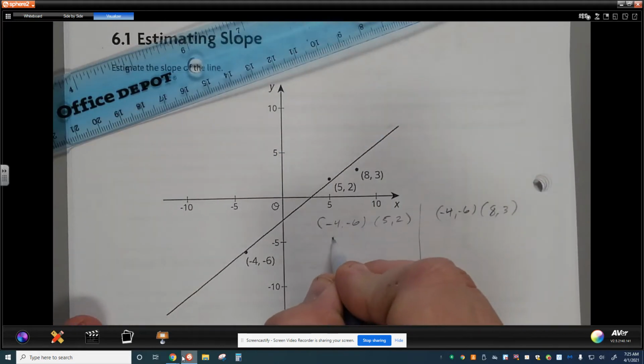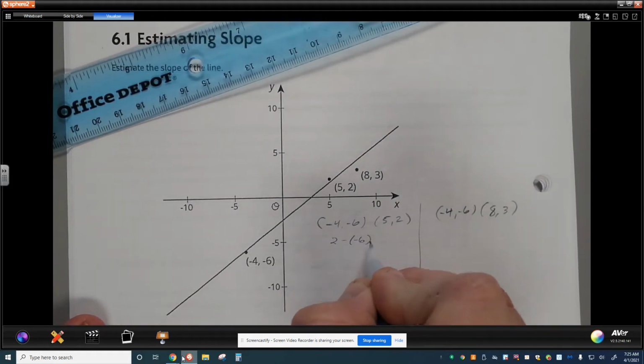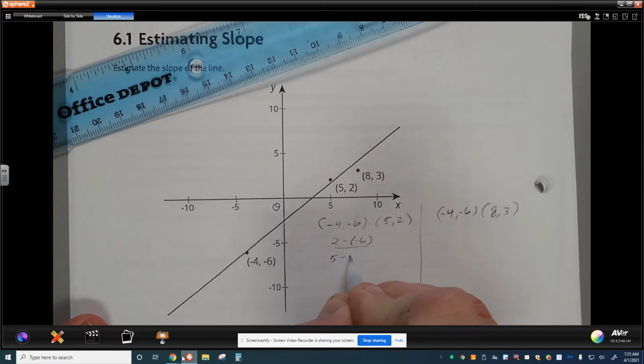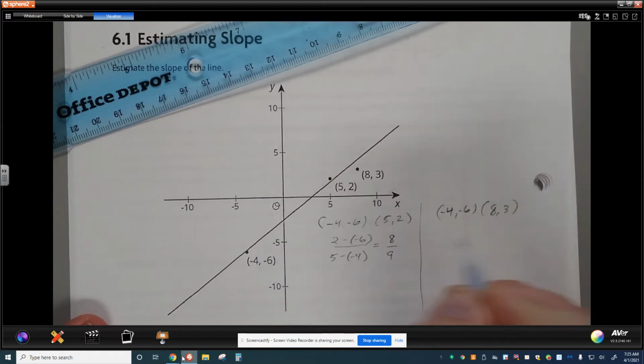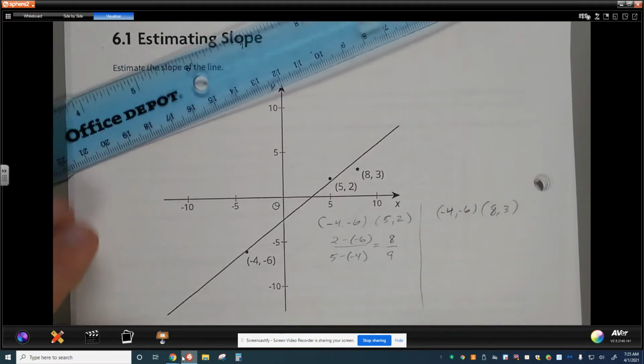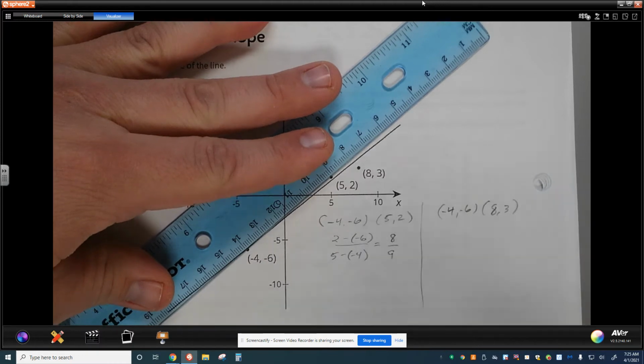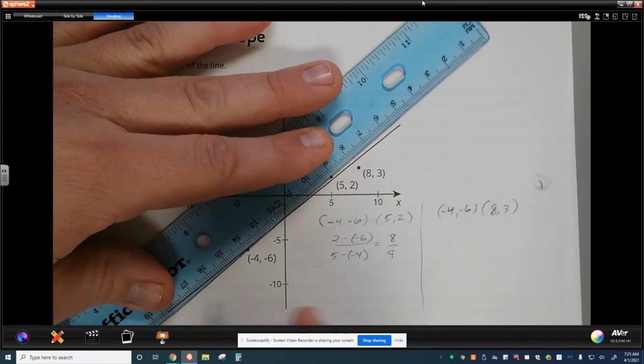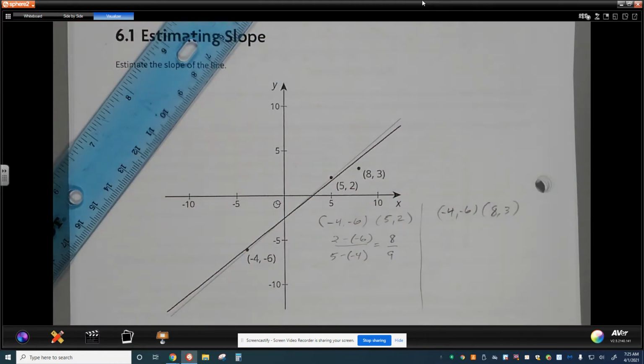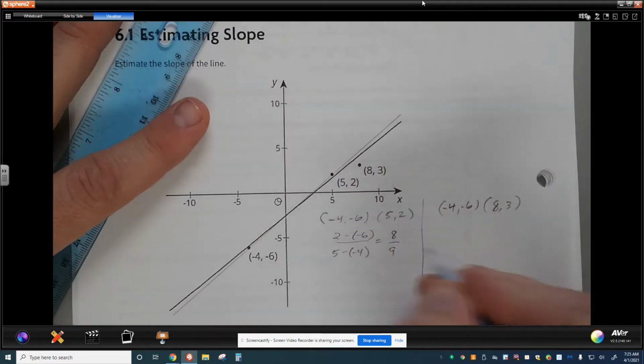This first one, what we're looking at is 2 minus -6 for our change in y, and then 5 minus -4 for our change in x, giving us a slope of 8/9. Now, what we could say with this is that that slope is just under the actual slope. When you go to look at this and you find the actual line, we see that it's just under that slope. It's not quite as steep as 8/9, so it's just less than 8/9.